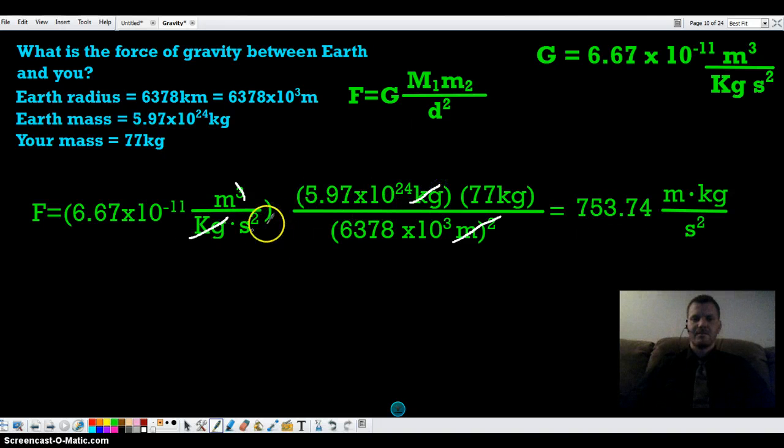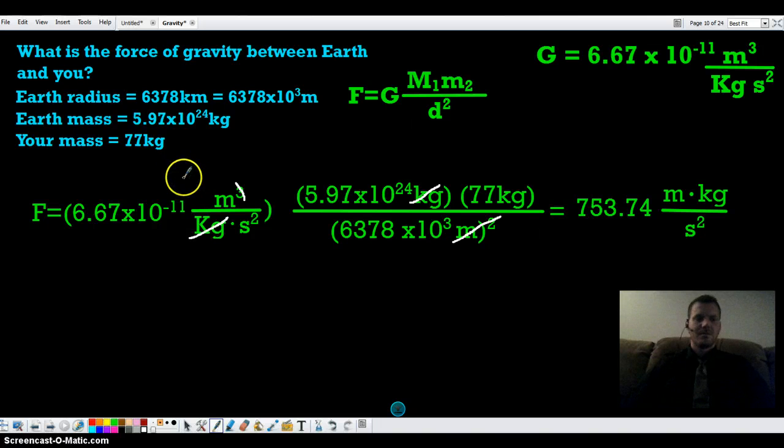That kilogram. And seconds can't cancel out anywhere, so we're left with meter kilograms per second squared. Right here. Or newtons. So 753.74 newtons. So this is the force between Earth and your body.